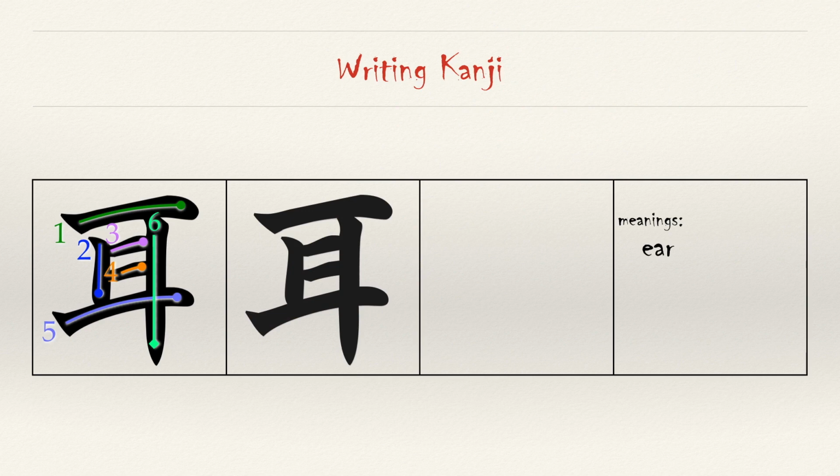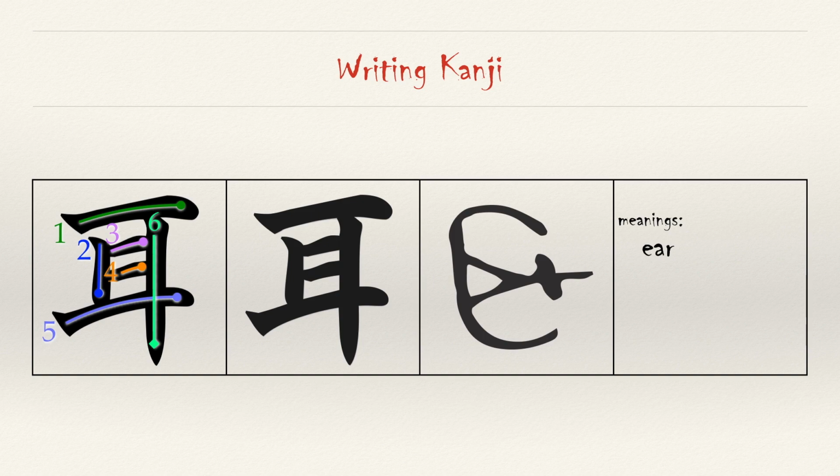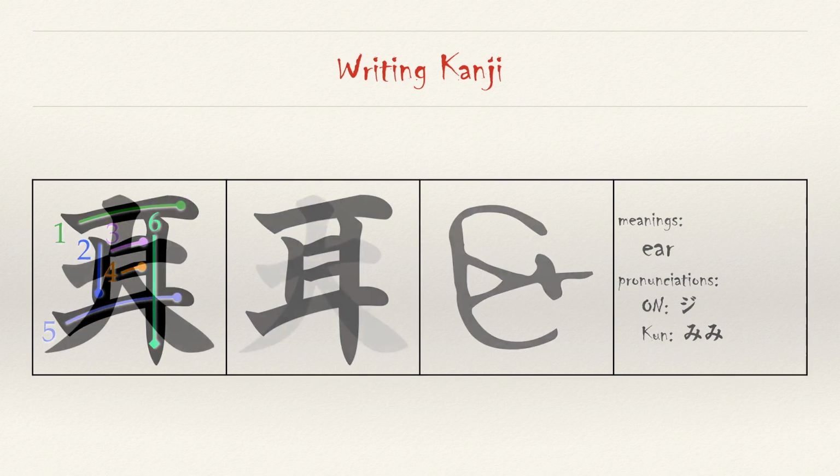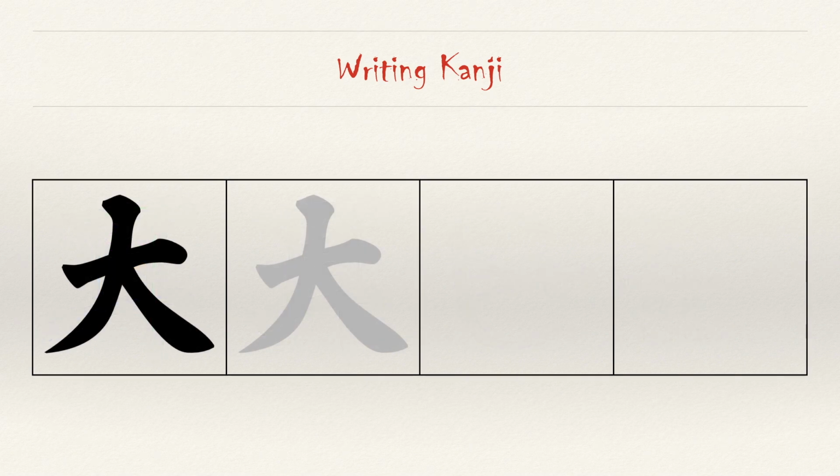This character actually began as a rough sketch of an ear. It also has 2 pronunciations. The on reading is ji. The kun reading is mimi. And, like the other 2 characters that we've learned so far, we will be focusing on the kun reading of mimi. We'll take a break from new characters at this time to officially introduce large or big.